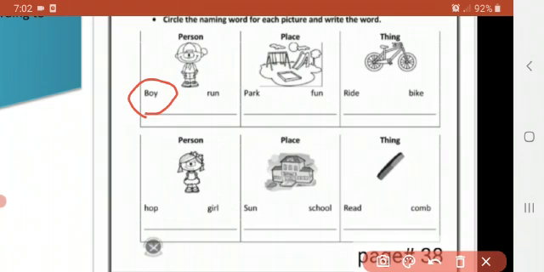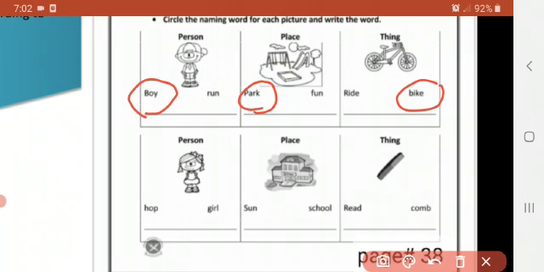Second picture is of a place और प्लेस के नीचे उसका नेम दिया गया है park या fun. Park is the correct naming word, so we have to circle it. Third picture is of a thing. A thing के नीचे है ride और bike. Bike is the correct naming word, so you have to circle bike here.